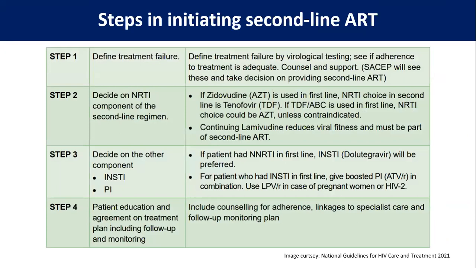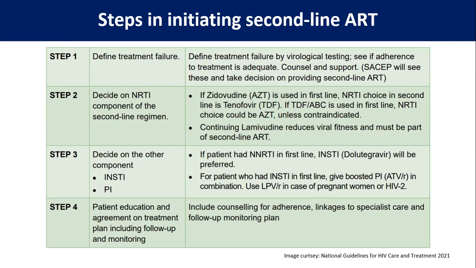Now, steps in initiating second line ART. Step 1, define treatment failure. It is done by the virological report: if it is more than or equal to 1,000 copies per ml with good adherence, that is adherence of more than 95% for the previous 3 months. Then in step 2, we first decide which NRTI component we are going to use in the second line. So if the patient is on ZL in the first line, then we are going to choose TL in the second line.